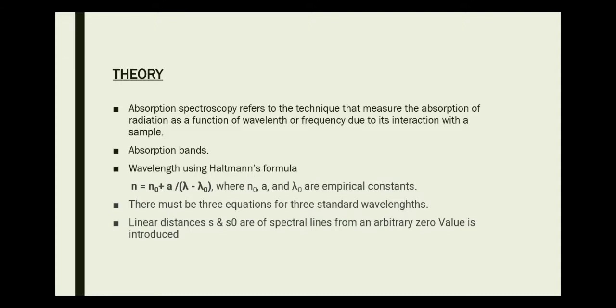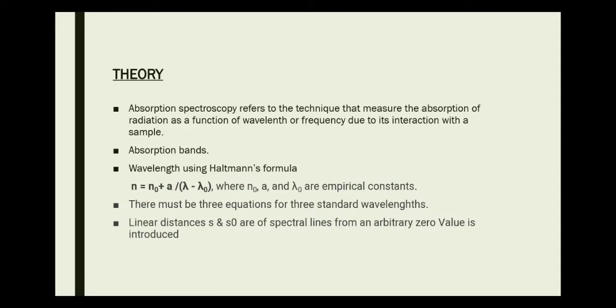The wavelengths corresponding to each absorption band are calculated using Hartmann's formula of dispersion. That is, n is equal to n0 plus a divided by lambda minus lambda 0, where n0, a and lambda 0 are empirical constants. It can also be written as mu is equal to mu0 plus c by lambda minus lambda 0, where mu0, lambda 0 and c are constants of the medium. Mu is the refractive index corresponding to the wavelength lambda. The above equation can also be written as lambda equal to lambda 0 plus c by mu minus mu 0.